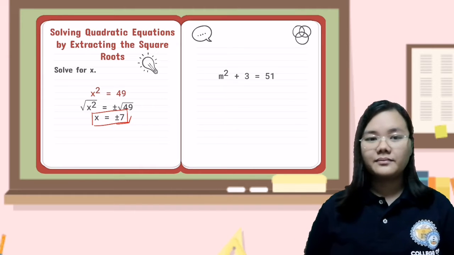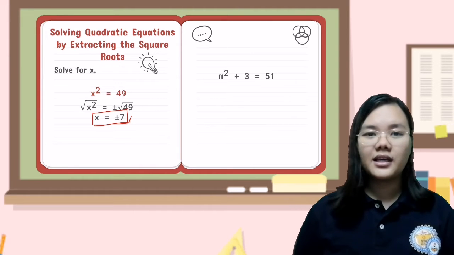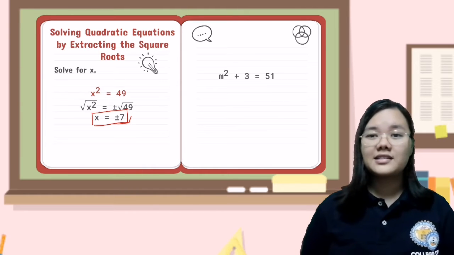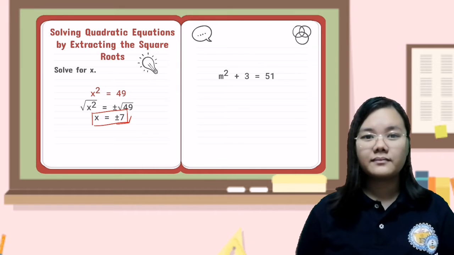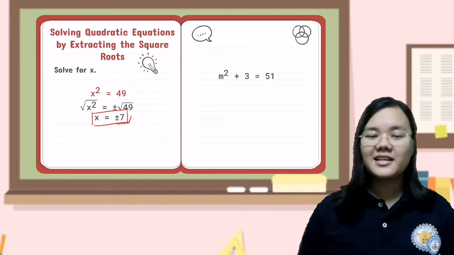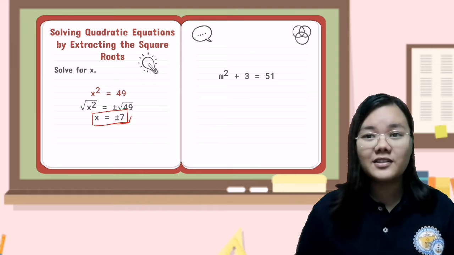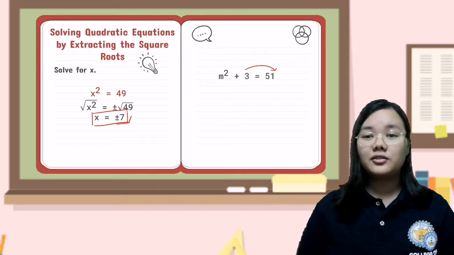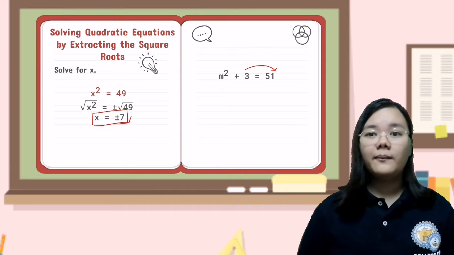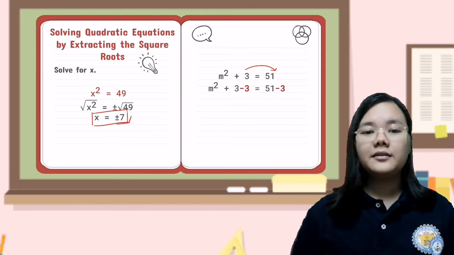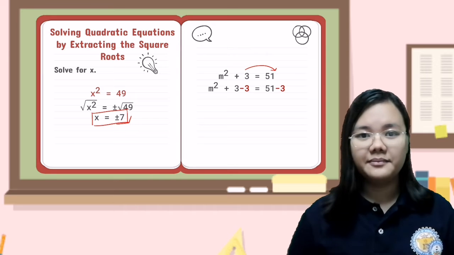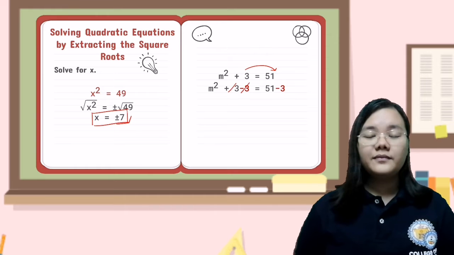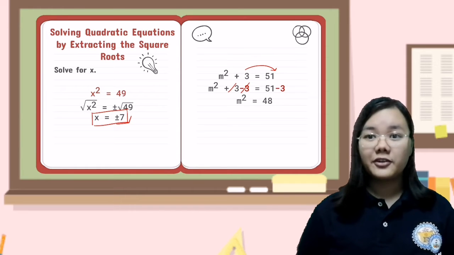Next example. m squared plus 3 equals 51. Bennett, what is our next step? Yes, it is to put all the constants to the other side. So we must transpose positive 3 to the other side. Then it will become negative 3. Then 51 minus 3. Very good. Then it will become 51 minus 3 equals 48.